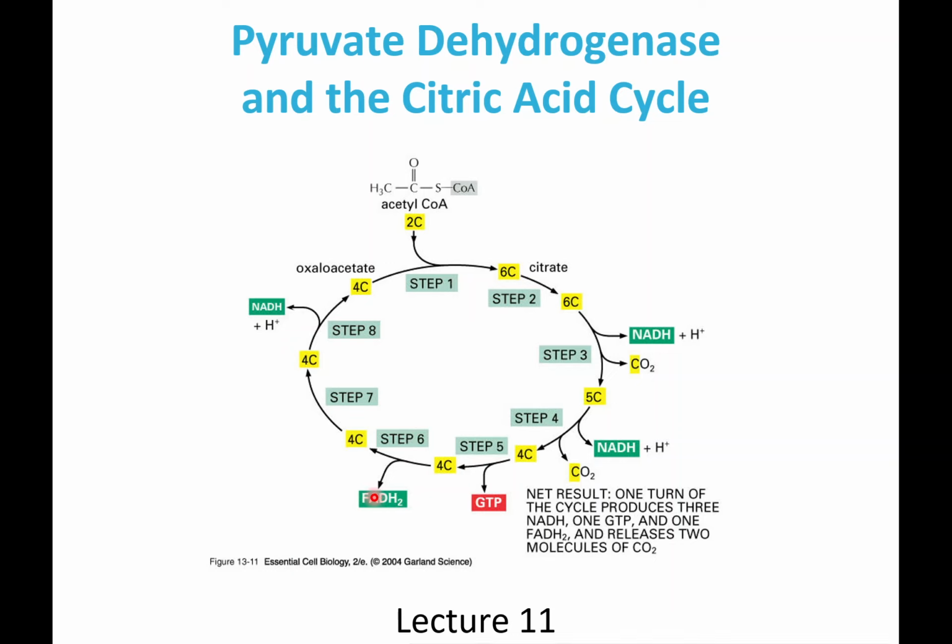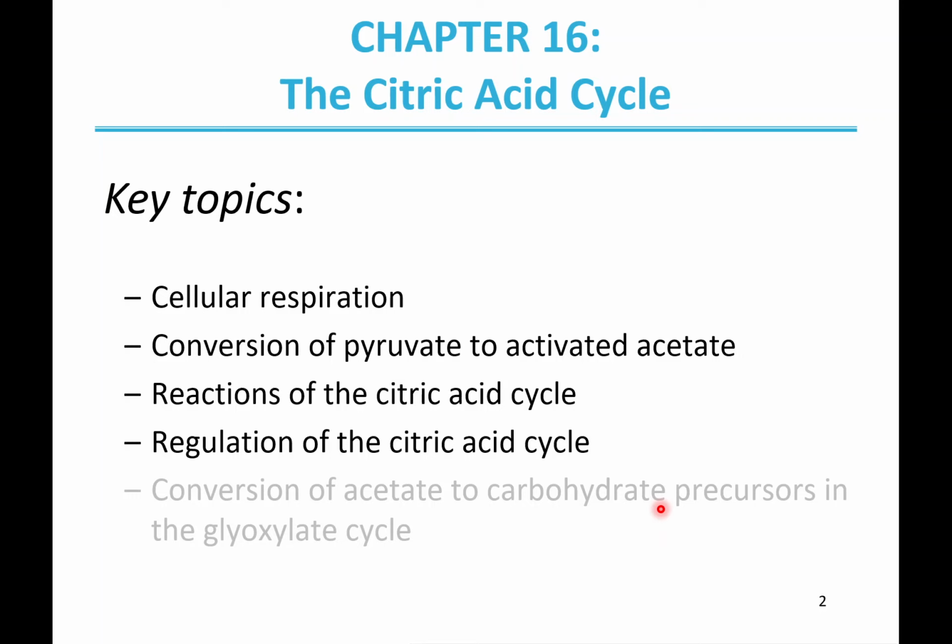So the NADHs and FADH2 are all electron carriers. They bring those electrons then to the respiratory chain. And GTP is equivalent to ATP in terms of cellular energy. So this cycle really is responsible for quite a bit of energy production, although it might not be apparent yet. But when we cover chapter 19, it'll really make sense why this yields so much energy. So this is from chapter 16, and we're going to be covering most of the topics in this chapter except the glyoxylate cycle.